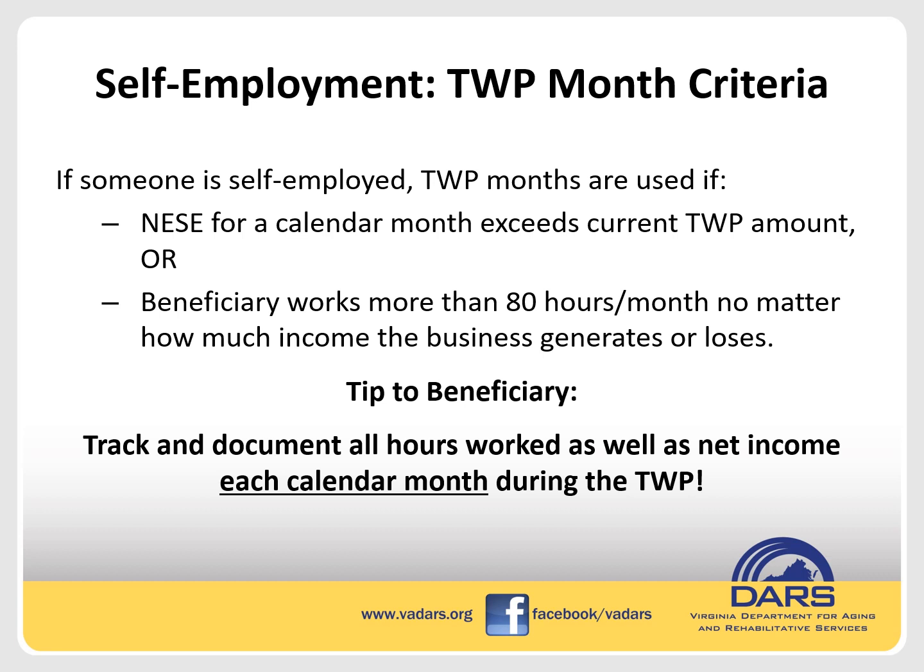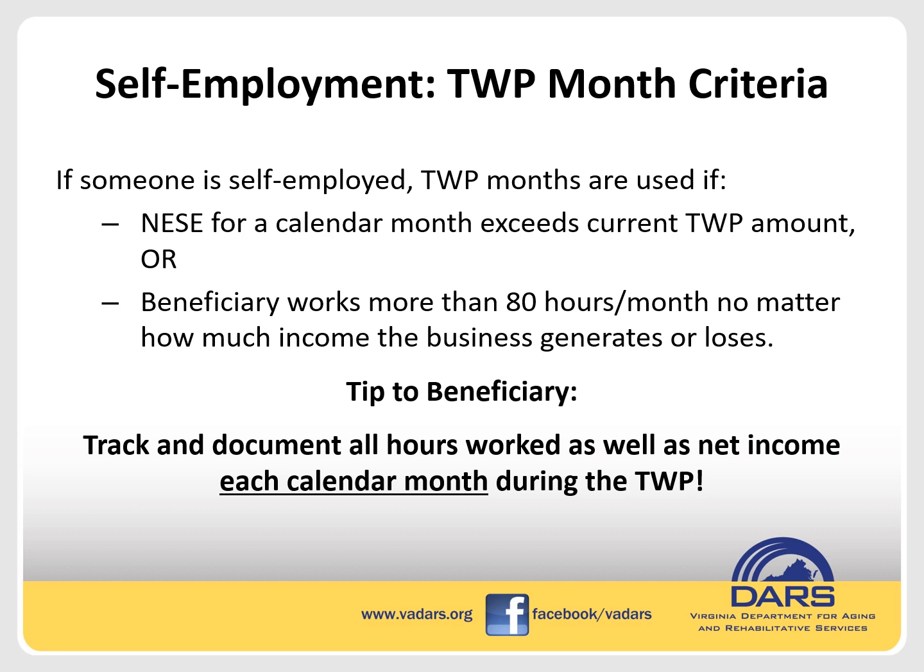This next slide just goes back to what I was just saying on the last slide. I got a little bit ahead of myself, but this one talks about when a trial work period month is used. So I'm not going to take too much time on this. I've already covered it, but remember that a trial work period month is used in a self-employment case if the net earnings from self-employment for the month exceeds the current trial work period amount, which, as you know, is $1,050 for 2023, or if the beneficiary works more than 80 hours in a month, regardless of whether those net profits exceed the guideline. So just remember that the amount of hours they work in a month matters for trial work period purposes.